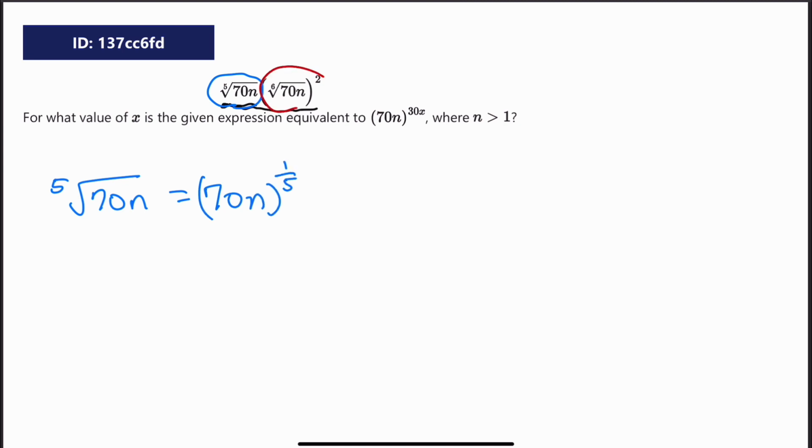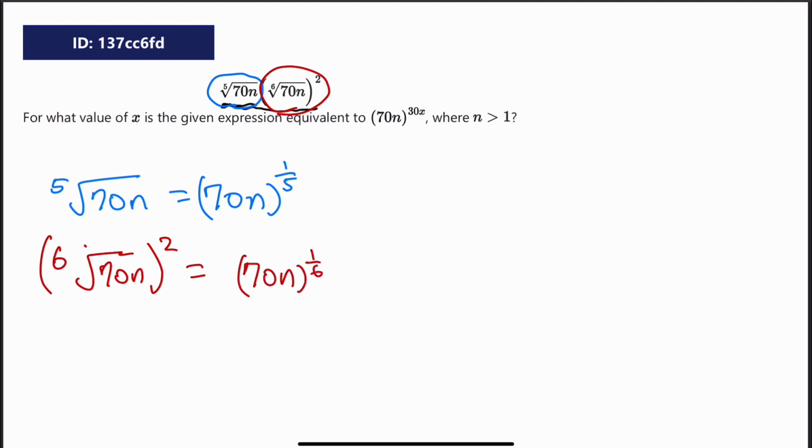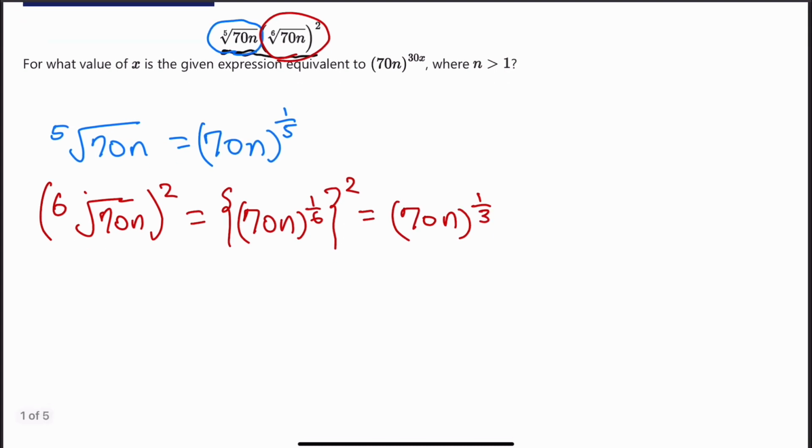And if we look at the other part, this would equal 70n to the power of 1 over 6, and the whole thing is to the power of 2 again, and this is equal to 70n to the power of 1 over 3. So we multiply these two, so 70n to the power of 1 over 5 multiplied by 70n to the power of 1 over 3.